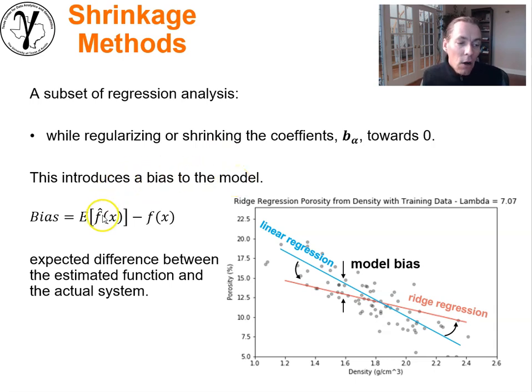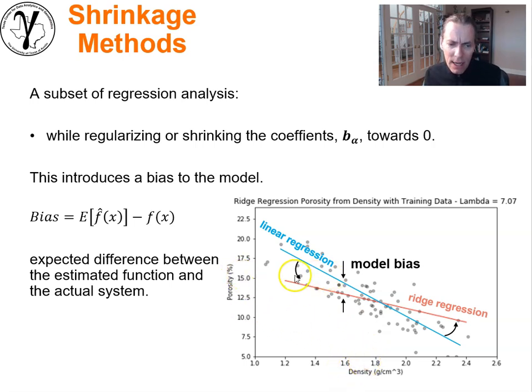In fact, what we'll find is that there is actually going to now be a difference between our estimated function and the actual system. We are sacrificing accuracy of our model. How do we visualize that? Well, let's go back to a very simple one predictor feature, one response feature.